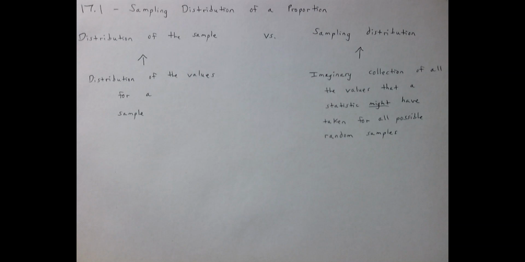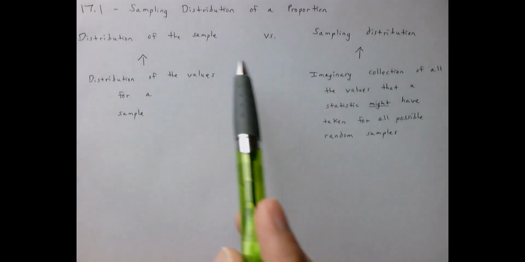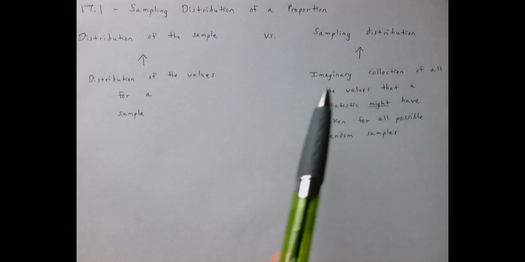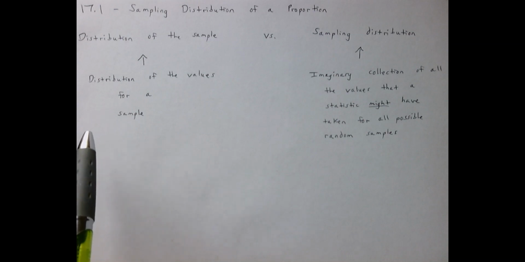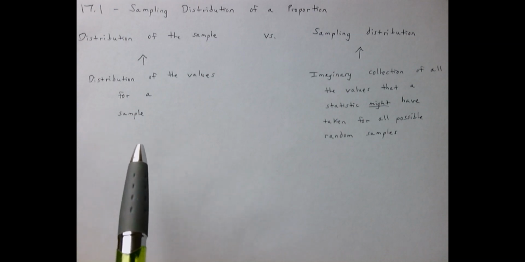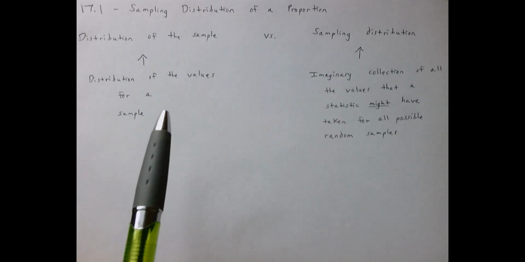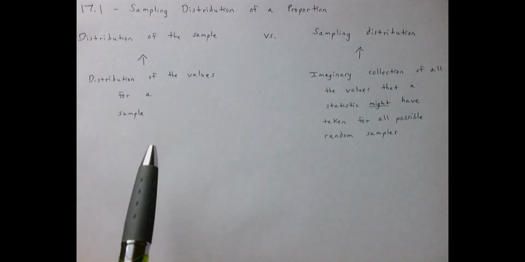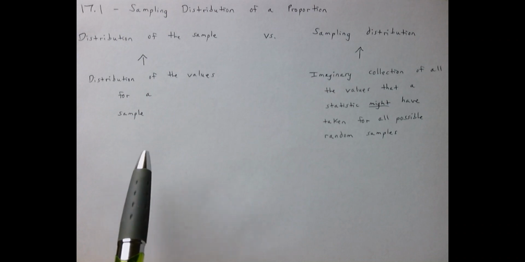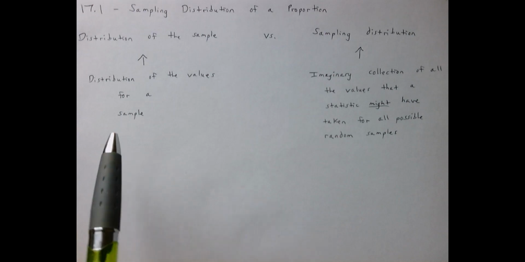Now, we should distinguish here between distribution of the sample and sampling distribution. So let's just suppose we take a sample. In the class activity, you would take a sample of 25 Reese's Pieces candies. If you look at the distribution of the values for a particular sample, this is the distribution of the sample. And you could create some sort of graphical display where you have the different categories, orange, brown, and yellow, and you record the counts for each of those categories.